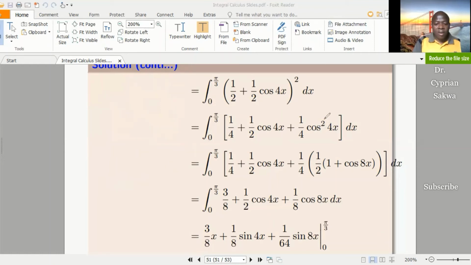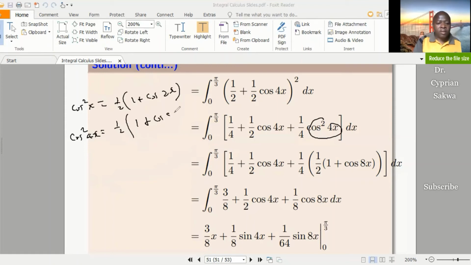I can see I still have a power here, an even power. So again, we have to change that. So we have to substitute it by its equivalent. What we know is that cos squared x is a half into 1 plus cos 2x. But what about this? What about cos squared 4x? This will be the same as a half into 1 plus cos 8x. And this, what you see here, the quarter is still here, but this I've changed, I've written its equivalent, which is a half into 1 plus cos 8x.